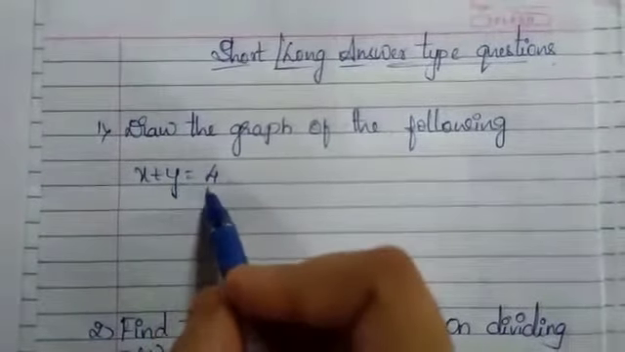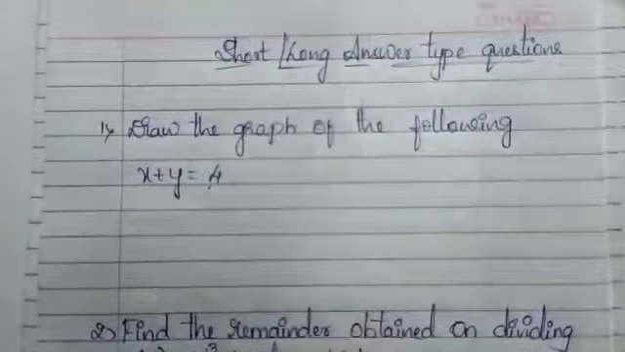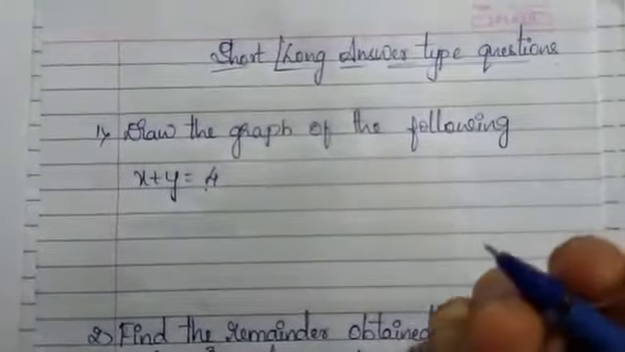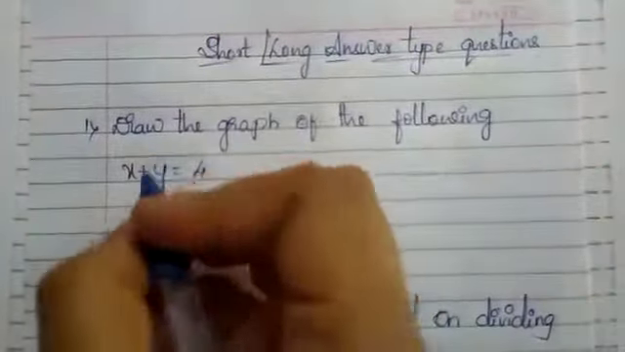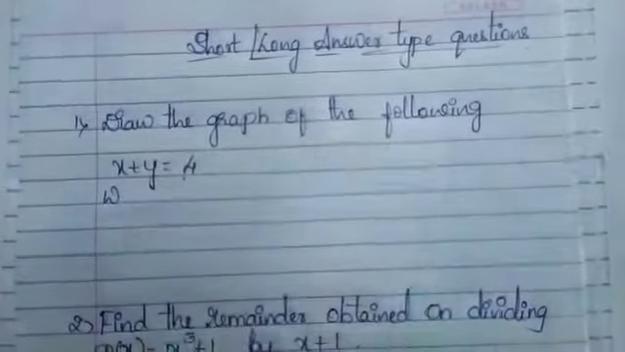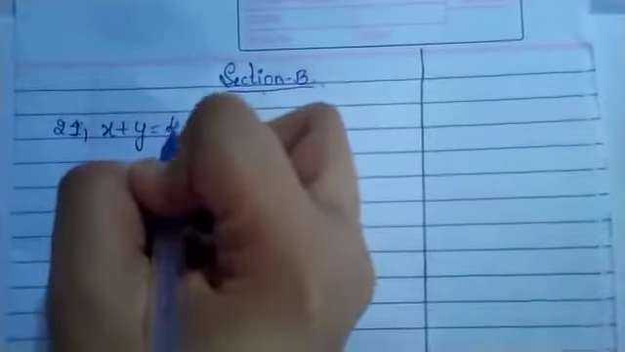If x plus y equals 4, you have to draw the graph for the following question. If you want to draw the graph, you know you require 2 points, that is 2 solutions are required. Let me solve here itself. I have written section B here and I have made a column in a given sheet. Section B, the first question, maybe it will be the 21st question, because section A will have 20 questions. Section B will have the 21st question. So in the question, first you have to write x plus y equals 4.